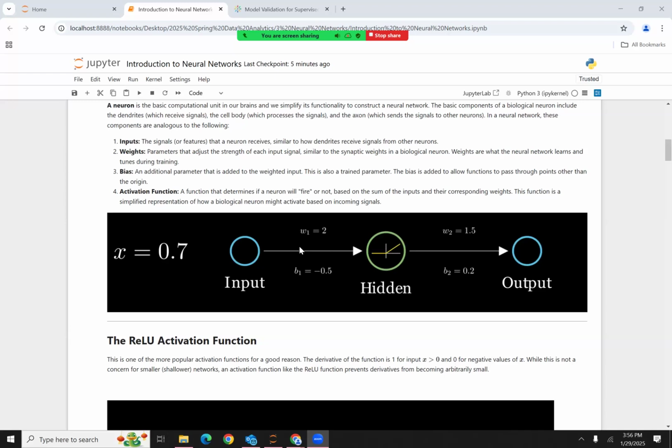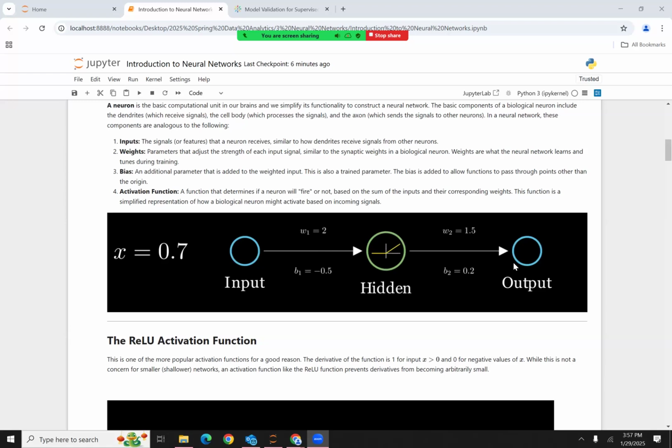And we also add a bias, which essentially shifts the signal up if it's a positive bias or shifts it down if it's a negative bias. Then it goes to the hidden layer. And in the hidden layer, we have something called an activation function, which introduces nonlinearities in the input-output relationship, and we'll see that in a minute.